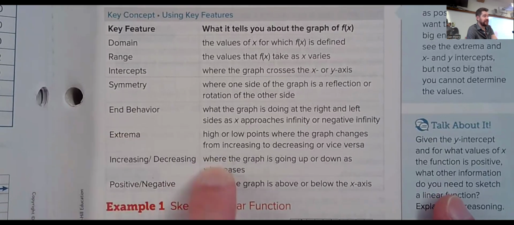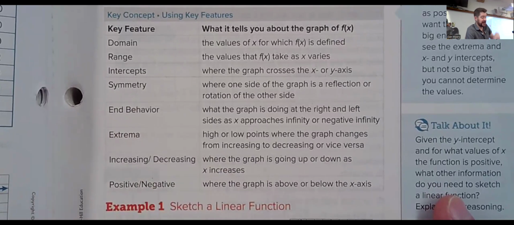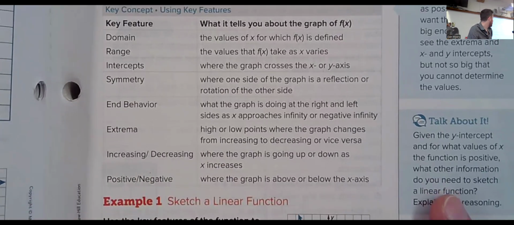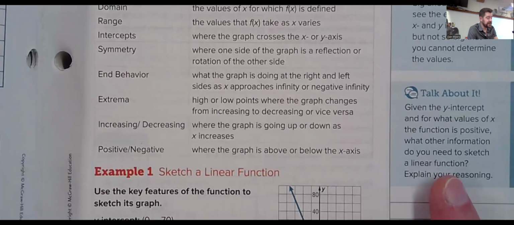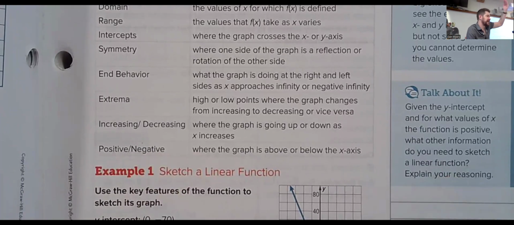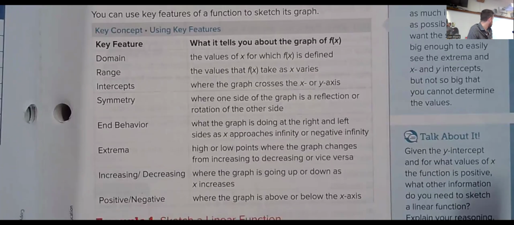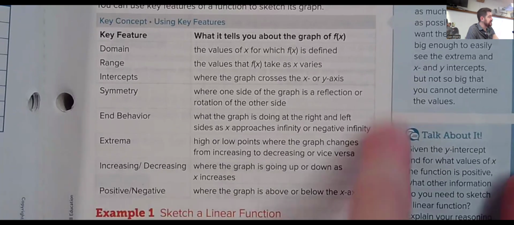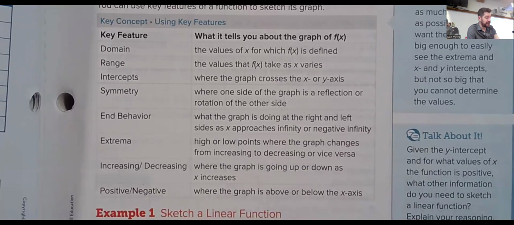We saw that on the review from yesterday. So whether the graph is going up or down. And then positive or negative. We haven't really talked about this yet, but where the graph is positive versus negative just means if the graph is above or below the x-axis. If it's positive, it's above the x-axis. If it's negative, it's below the x-axis. So there's going to be a lot of ways that we can read about what's happening with the graph. And based on what it's telling us, we'll be able to sketch a pretty accurate graph given all these parameters.